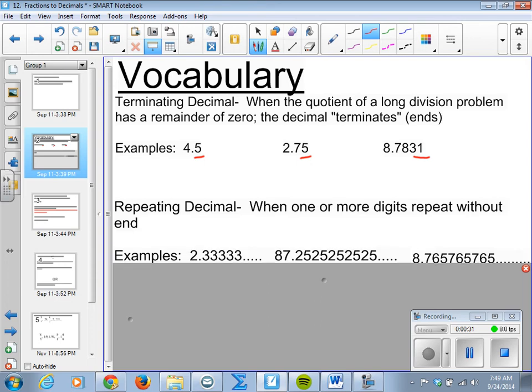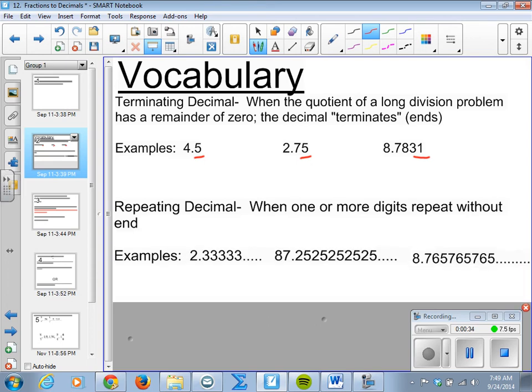We have a repeating decimal. This is when one or more digits in a decimal repeats without end. So example, we have 2 3/10, the 3 repeats. And we can shorten that up by writing it as 2 3/10 with a bar over that repeating part. We have 87 25/100 repeating, so the 252525. So we can go ahead and put a bar over the 25. That means the same thing. And finally, we have 8 765 thousandths repeating, which we can write up like this. A bar, again, over the repeating part.